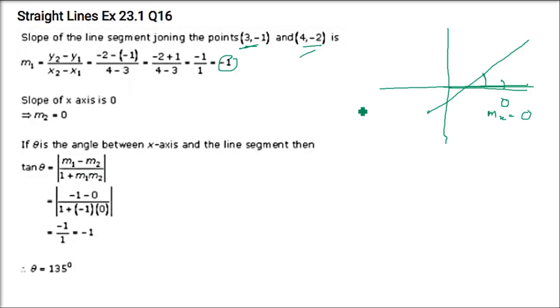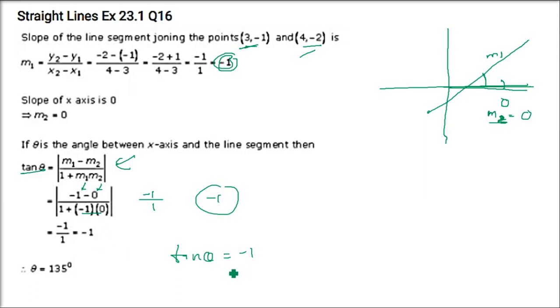Since we have m1 and m2, we have the formula. m1 is minus 1 and m2 is 0 for the x-axis. So tan theta is equal to (m1 minus m2) by (1 plus m1 m2). We are going to use this formula and you have to use the actual result that comes. When you put m1 as minus 1 and m2 as 0, you get minus 1 by 1, which is minus 1. Now tan theta is minus 1. What does it mean? Tan theta is minus 1.